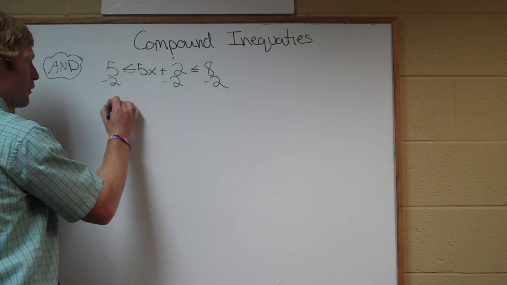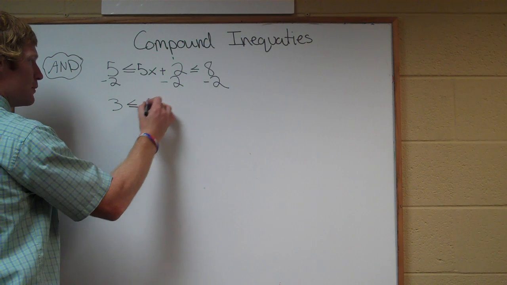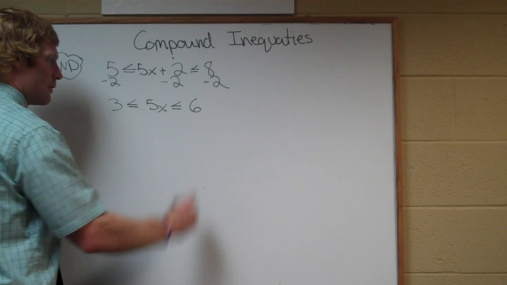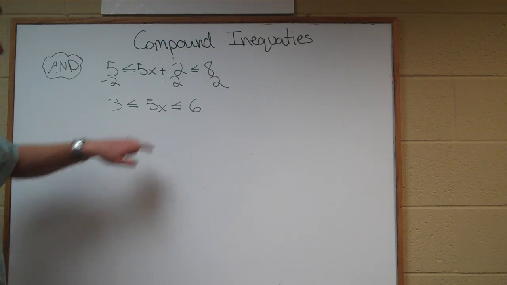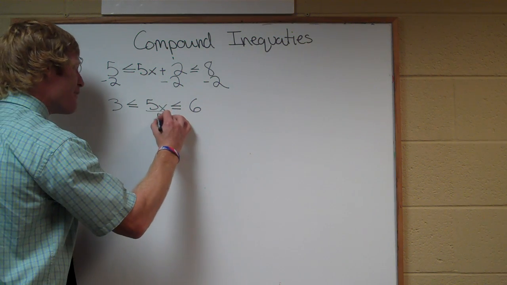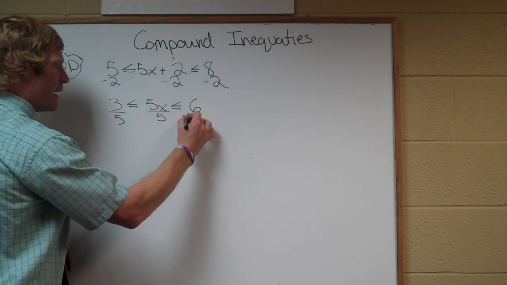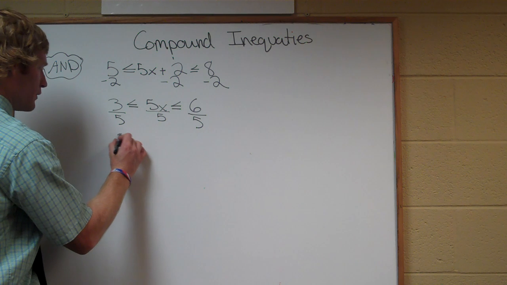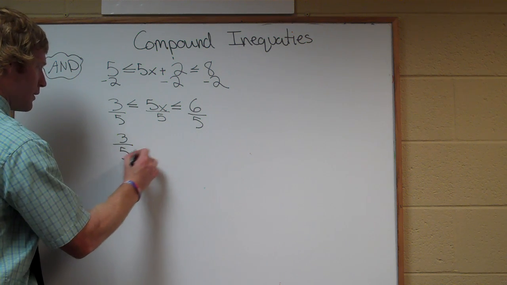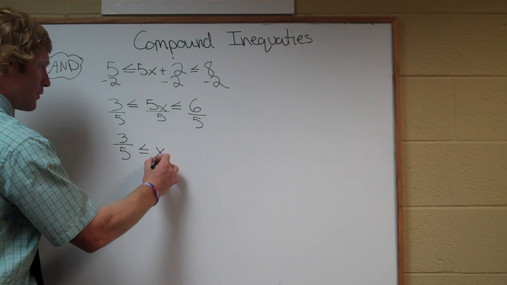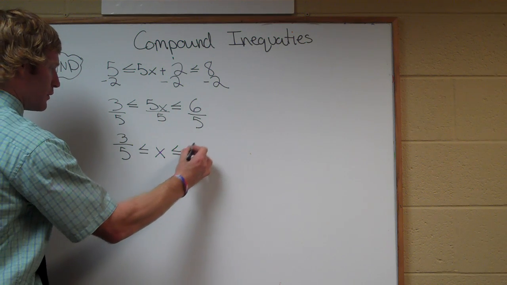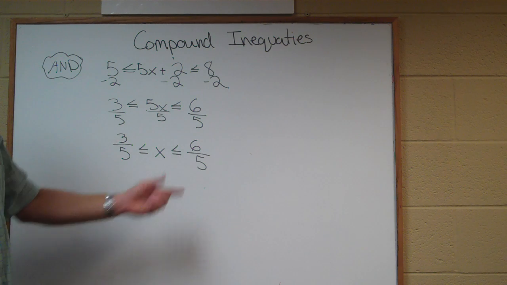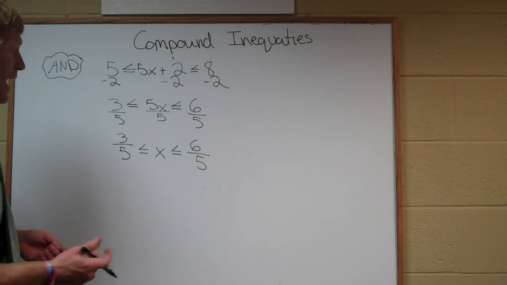So again, I'm left with 3 is less than or equal to 5x, which is less than or equal to 6. Remember, I've got to get x by itself, so I need to divide every single piece by 5. And what I'm left with is 3/5 is less than or equal to x, which is less than or equal to 6/5. Even though I have fractions, that's okay.